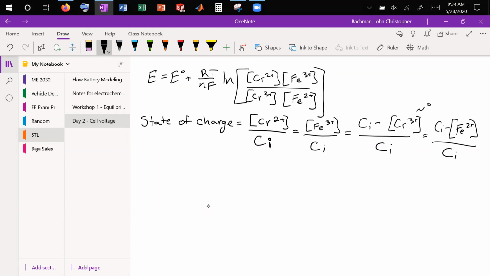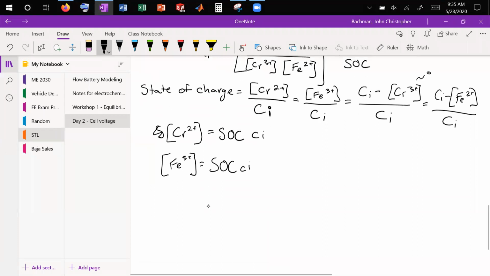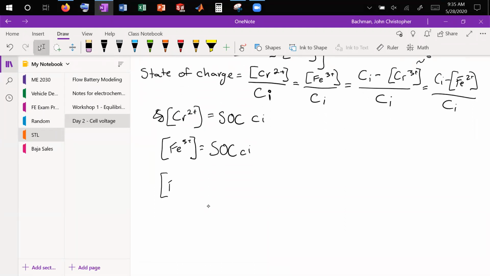So I want to put this equation in terms of what we'll call SOC, the state of charge. And so I can see that chromium 2 plus concentration is equal to the SOC times the initial concentration. The iron 3 plus is equal to the state of charge times the initial concentration. The iron 2 plus, I kind of skipped one, but you'll see they're the same. I have to multiply this over. So I multiply that over, right?